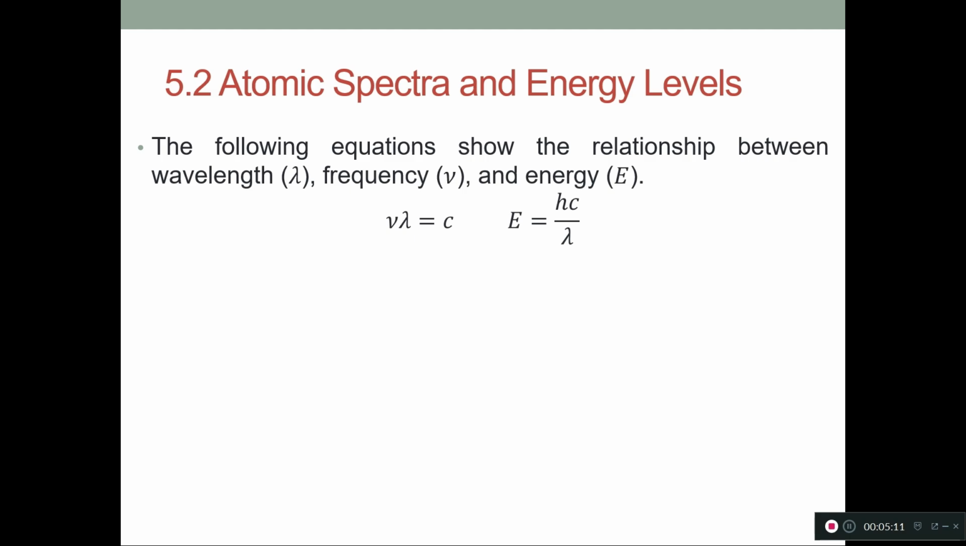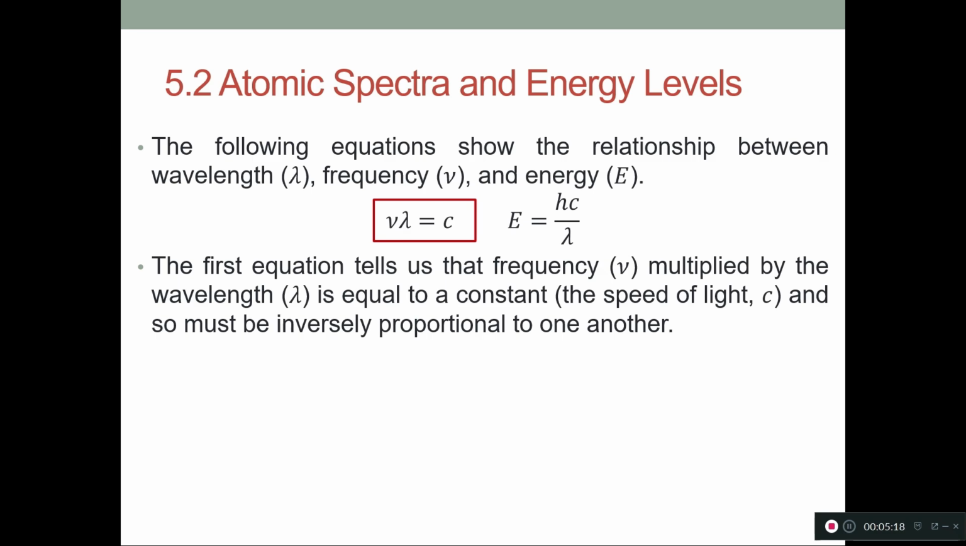And so these two equations here tell us the relationship between the wavelength, the frequency, and the energy, where this first one is telling us that the frequency multiplied by the wavelength is equal to a constant, and in fact that constant is the speed of light. And that means they must be inversely proportional to one another, because if we multiply them, we always have to get the same answer. So that means if one of them is getting bigger, the other one has to get smaller in order to get the same answer.